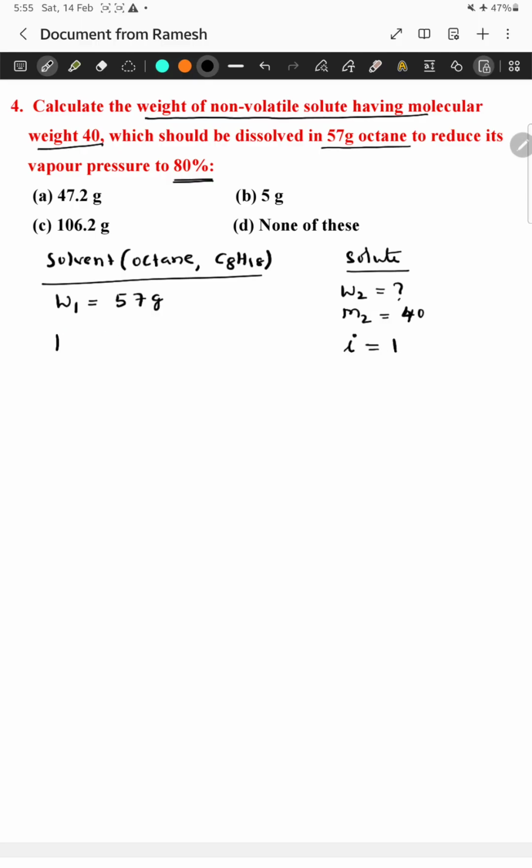Suppose you assume the vapor pressure of pure octane, that is the pure solvent, as P01. So what does P01 represent? The vapor pressure of the pure solvent. Then you can find the molar mass of the solvent, M1, using the molecular formula C8H18. So that will be 114 gram per mole.